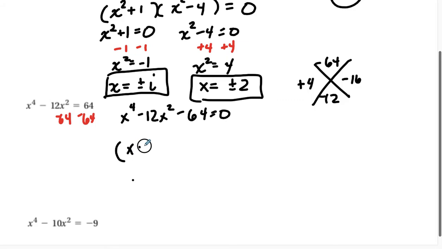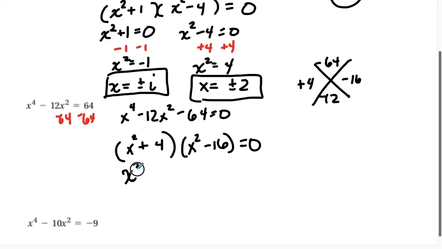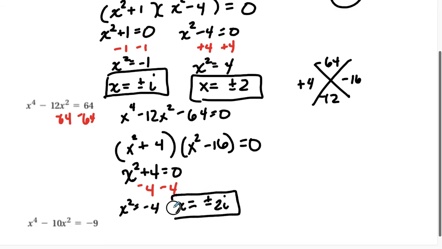So again, I'm going to place x squared, remember, because it's quartic, plus 4, and then x squared minus 16. Okay, now I can solve for my x's. Here I have x squared plus 4 is equal to 0. And this is going to give me an imaginary solution of x squared equals negative 4. Therefore, x is equal to positive or negative 2i. So these are imaginary, right? So this will never cross the x-axis.